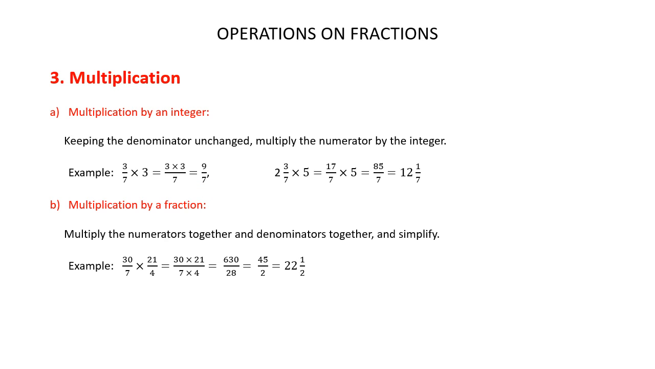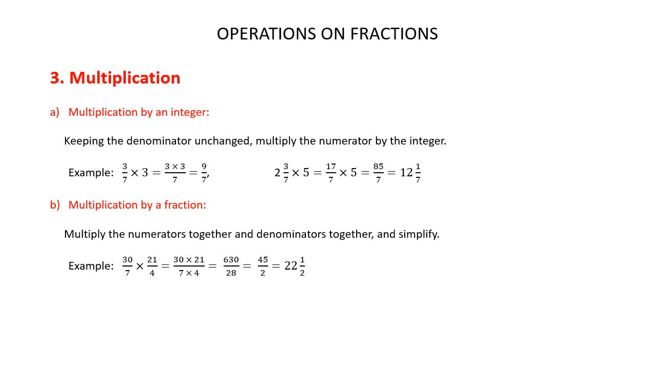Now let's learn how to multiply a mixed fraction with an integer. Look at this example, 2 3 by 7 multiplied by 5. First you have to convert this mixed fraction into an improper fraction. 2 3 by 7 can be written as 17 by 7. So now multiply 17 by 7 with the integer 5. Keep 7 as the denominator of the answer also.